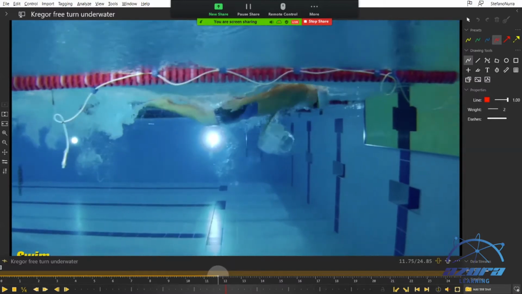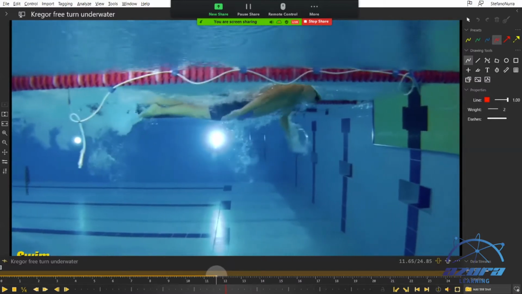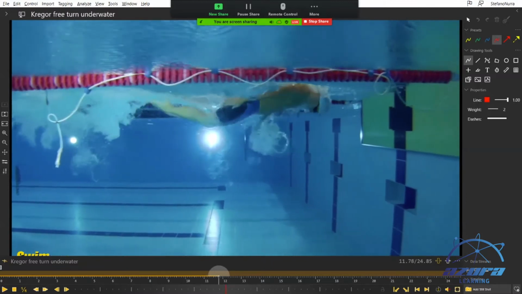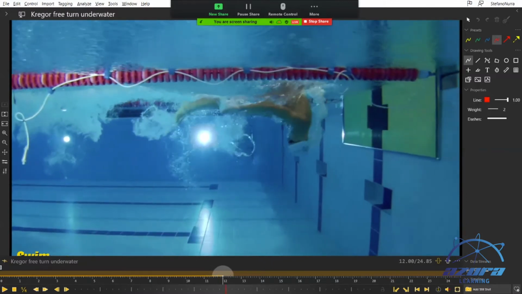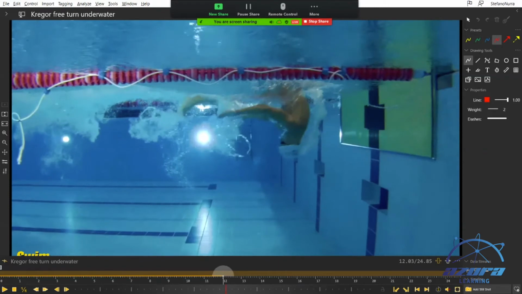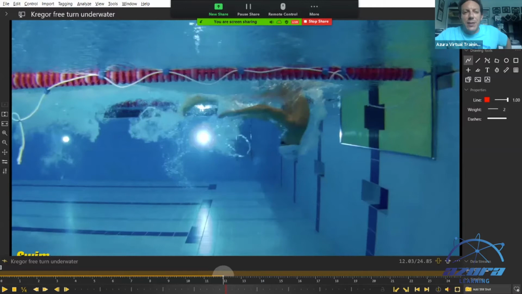Okay, rotation, we can see the head is going down. Do you think this is a good position? Someone can tell something? Okay, Stefano, Ronald is asking, do you need to rotate your hips on the last stroke like a normal stroke?